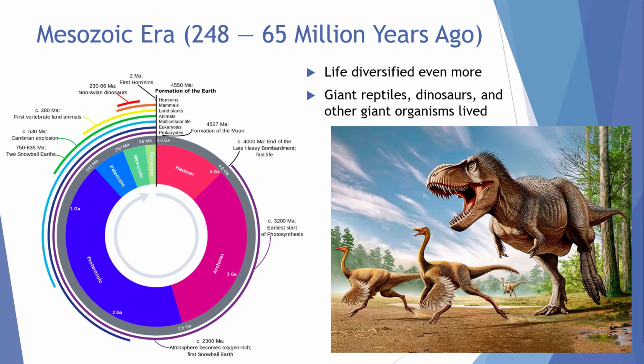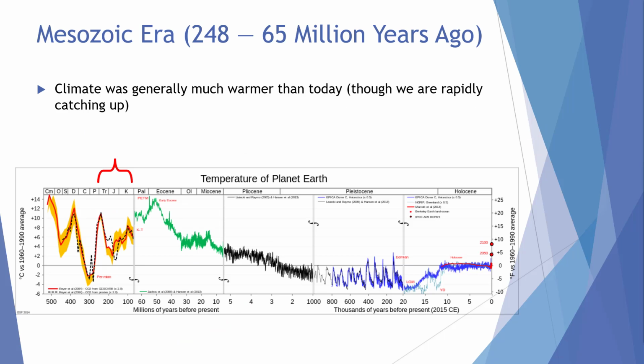Fast forward to the Mesozoic era, life diversified even more, and we started to see giant reptiles, dinosaurs, and other giant organisms. Climate was generally much warmer during this era than it is today, though we are rapidly catching up. So here in red, you can see what climate was like then. It was a fair amount higher than it is today. And here we are today, though these red dots are showing projected temperatures for 2050 and 2100 there.